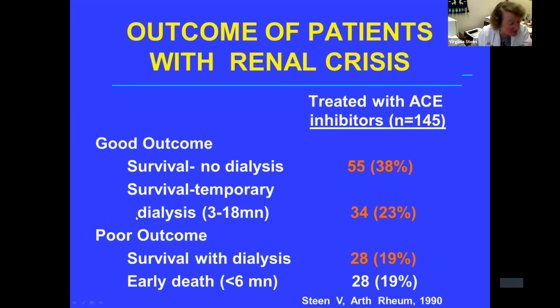So again, this is a study from a while ago now, but it was the first 145 patients treated with ACE inhibitors at the University of Pittsburgh. And you can see that more than half of these patients had a good outcome. Many of them still did not have a good outcome. Many of them died within 6 months, and many of them required permanent dialysis. But it is important to note that if you look at those that required some dialysis, more than half of them were able to discontinue dialysis and not have to go back on it.